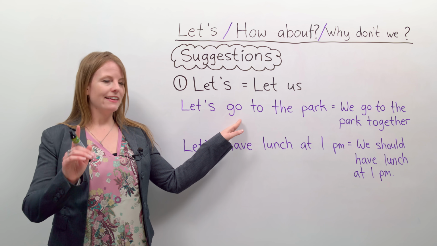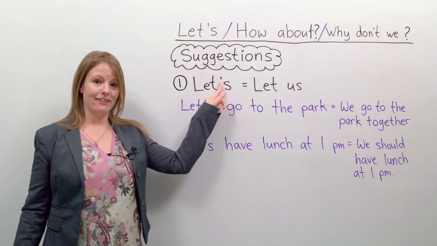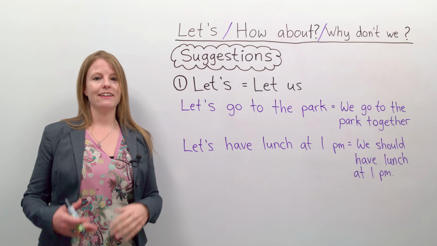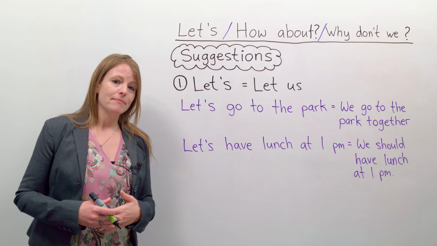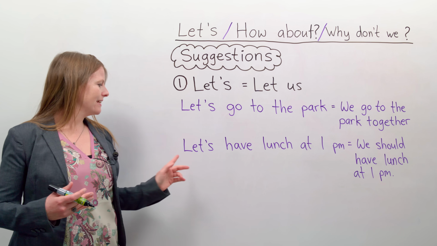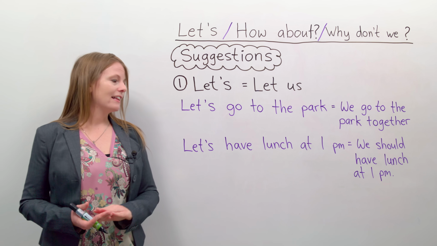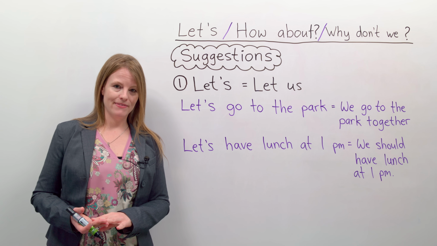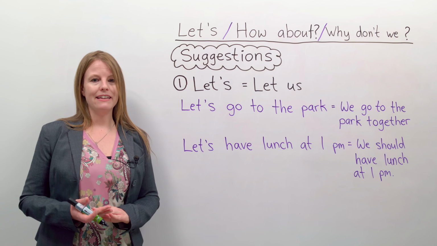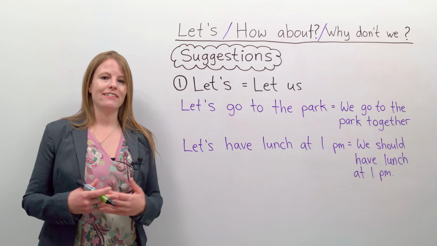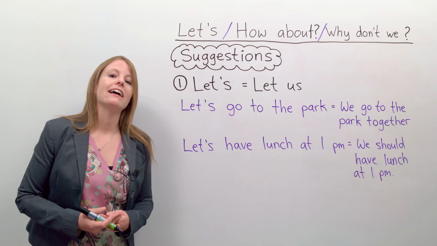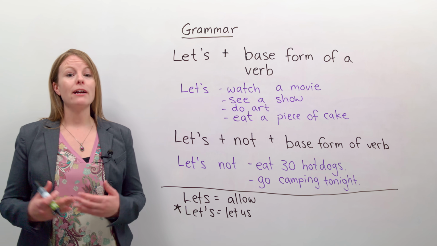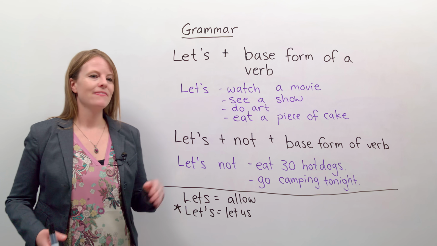Now, it's really important that you notice this little apostrophe here, because without this apostrophe, let's has a different meaning. I'll explain that in a moment. My second example is let's have lunch at 1 p.m. What does this mean? Well, it means my suggestion or my idea is we should have lunch at 1 p.m. together.